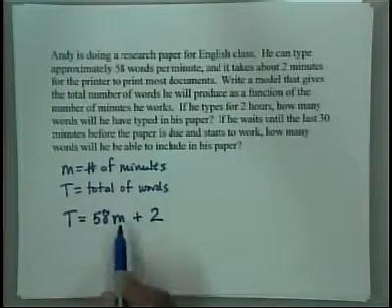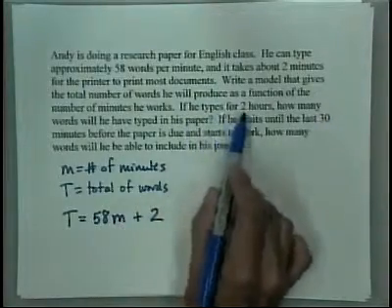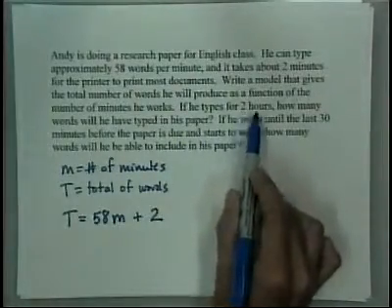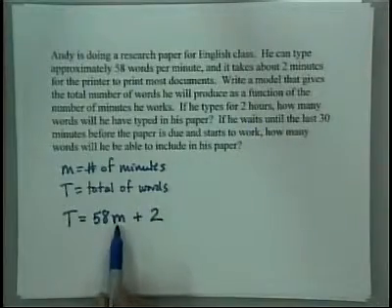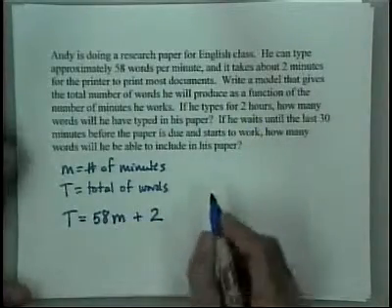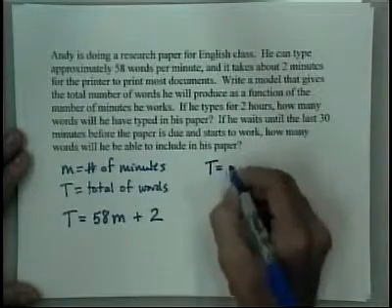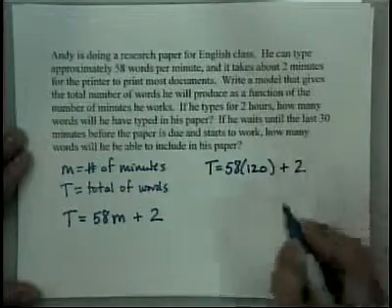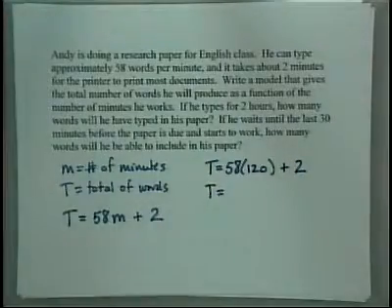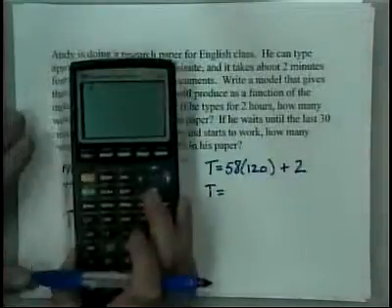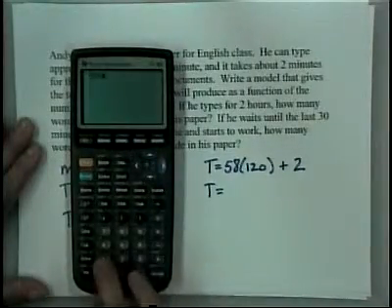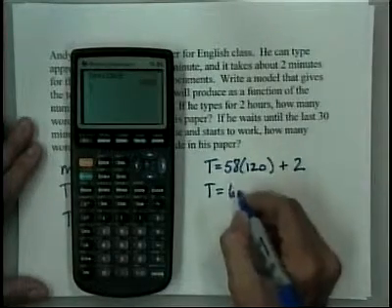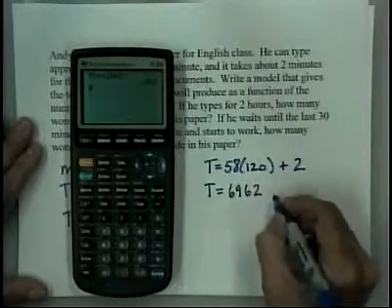Now let's use our model. It says if he types for 2 hours, how many words will he have typed in his paper? Now in order to use the information 2 hours, we're going to have to translate it to minutes. So we'll use 120 minutes. And we'll say T is 58 times 120 plus another 2 minutes. And we'll grab a calculator and see how many words that is. We'll do 58 times 120 plus another 2, and that comes out to 6,962 words.